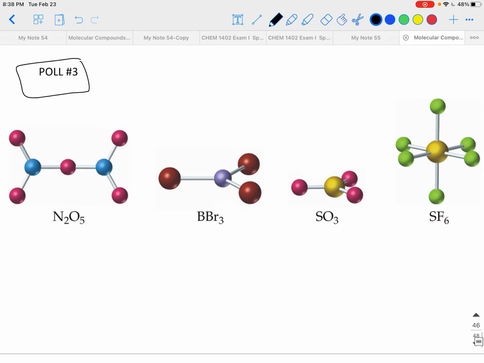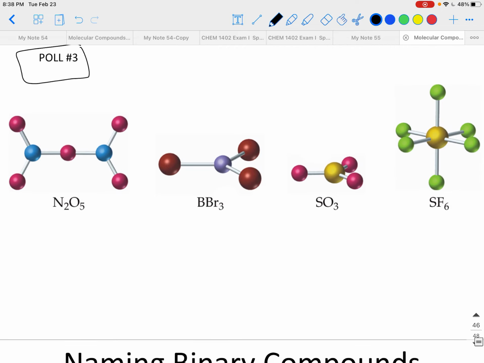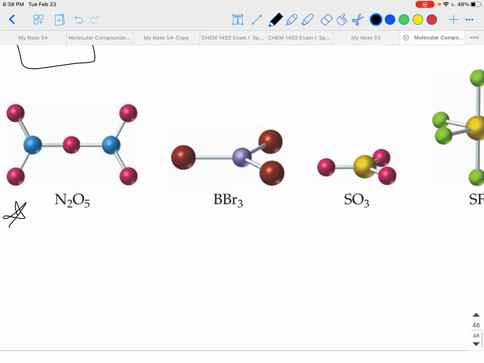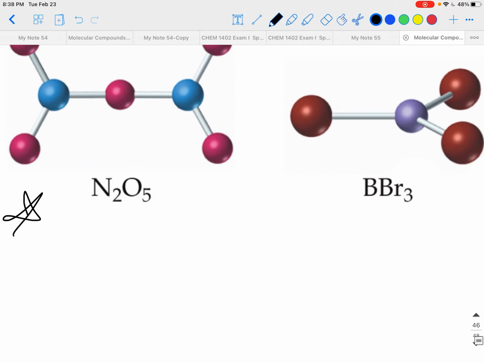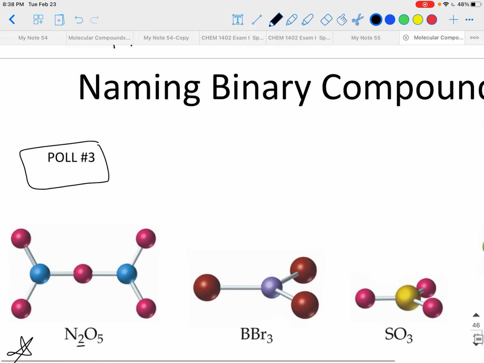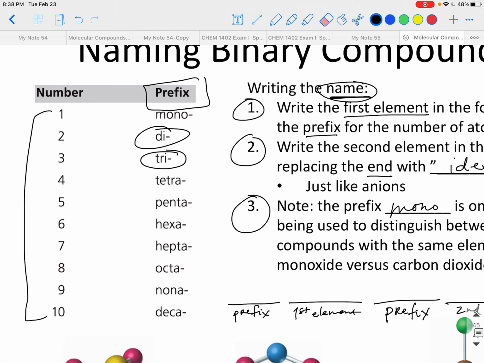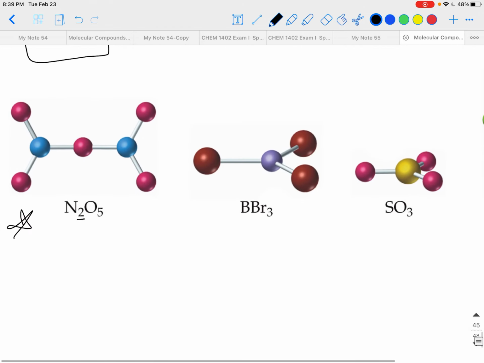Okay? So I'm going to launch my poll question, I did have a poll question for this, and I think it had to do with these written down here. But let's just go through and name a couple of these. So I like this example right here because on the first element you're going to write out, you actually have a prefix you need to include this time. It's not mono because we have 2, and so the prefix for 2 nitrogens here is di. Okay, right there. So we're going to say dinitrogen. You don't omit it. You write the di this time. Dinitrogen.